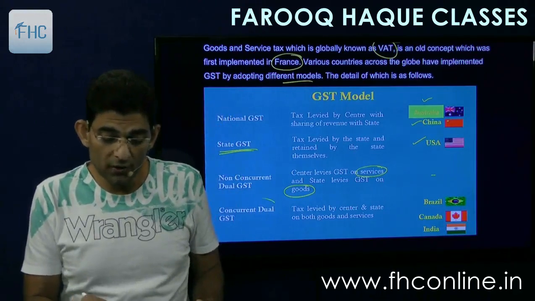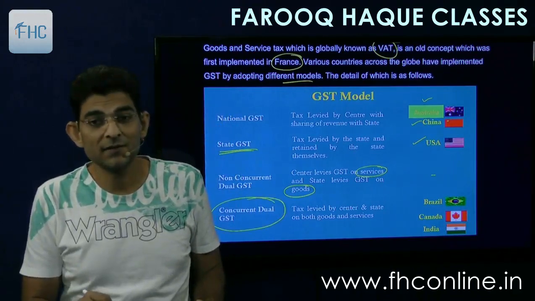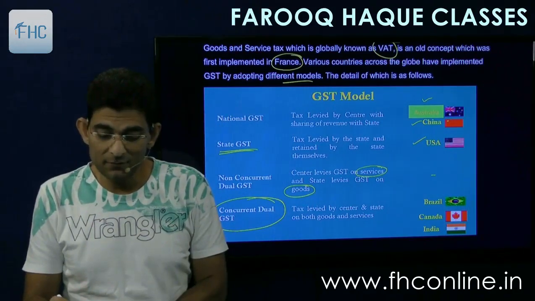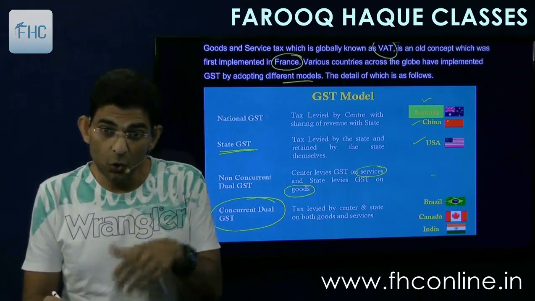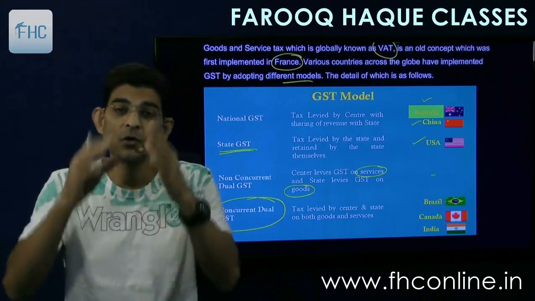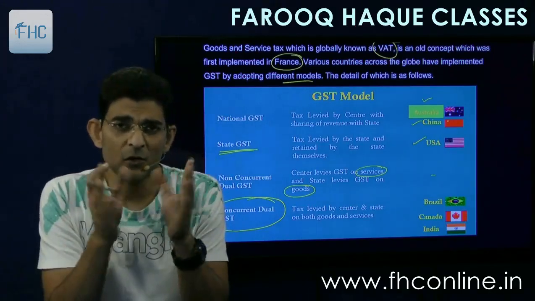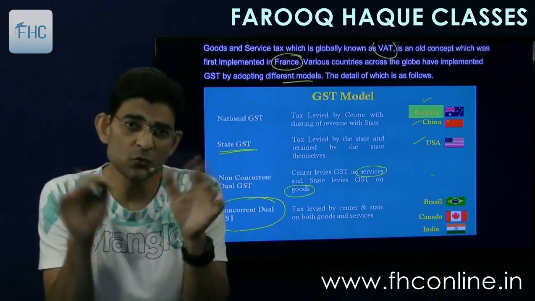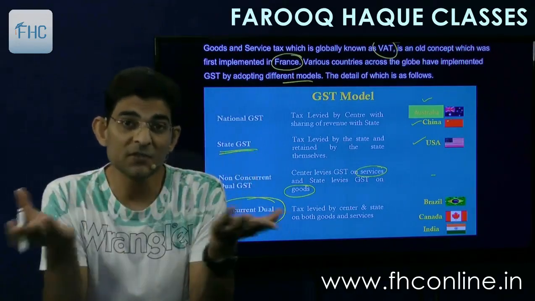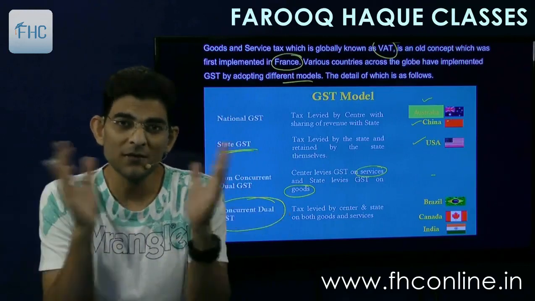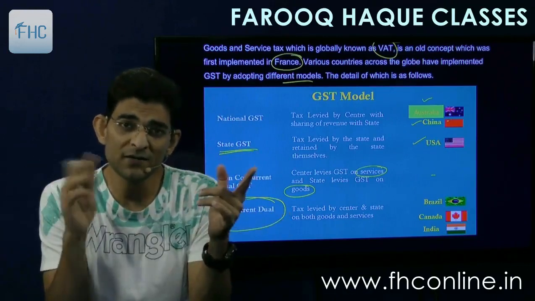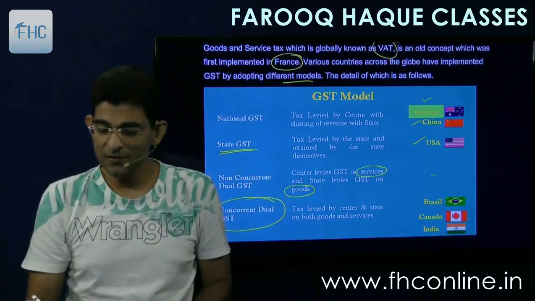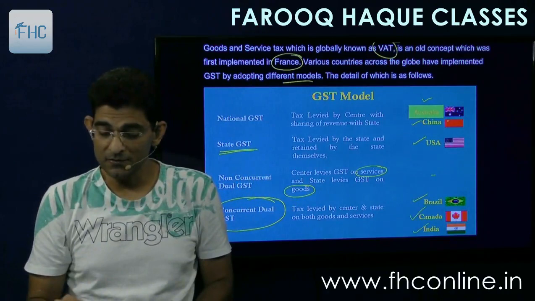And then the concurrent dual GST, which we have followed. So there is a tax levied by center and state on both. So that's why we saw that we will not divide the goods and services amongst ourselves. We will both charge on goods and service, but divide the tax amongst ourselves. Whatever tax is there, we will divide. So you charge 9, we will charge 9. It's like that. So Brazil, Canada, India are the examples here.